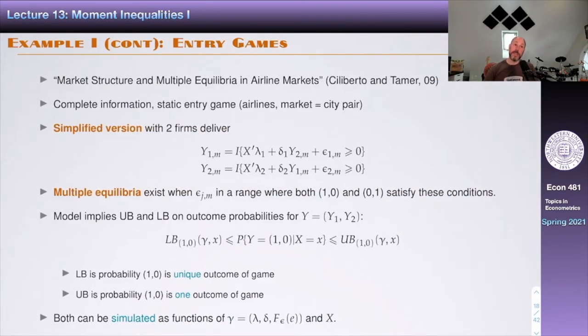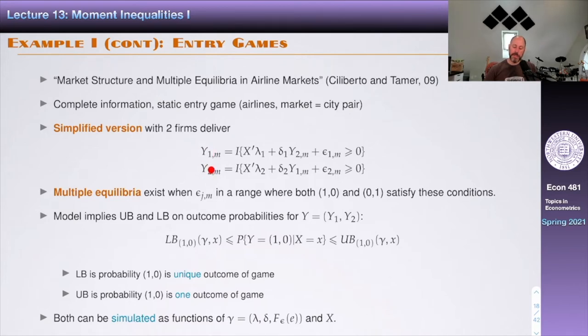That was, as I said, a stylized version. The paper that thought about a problem like this was by Ely Tamer and Federico Ciliberto, called Market Structure and Multiple Equilibria in Airline Markets. It's a 2009 Econometrica paper. And it's a complete information static entry game, where airlines are the players and the market is a city pair, like Chicago, New York, or San Francisco, LA. The simplified version with two firms essentially looked like this.